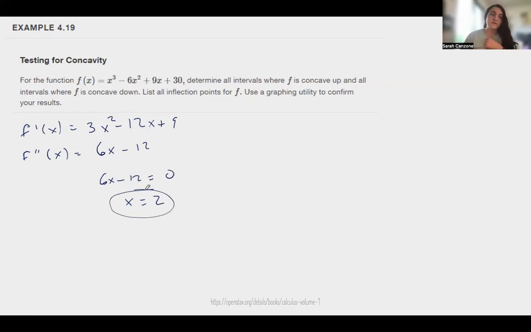So we don't necessarily know yet if that's going to be an inflection point or not. But we can go ahead and figure it out. We're going to use the same method that we used for our first derivative, which is a number line. And we're going to label it second derivative because that's what we're looking at. So this is our second derivative. And we only have one special point that we're going to be considering, so we only have two intervals to consider, less than 2 and greater than 2.